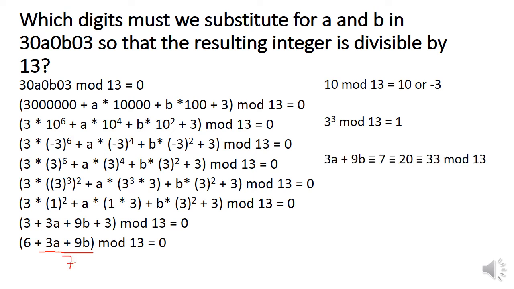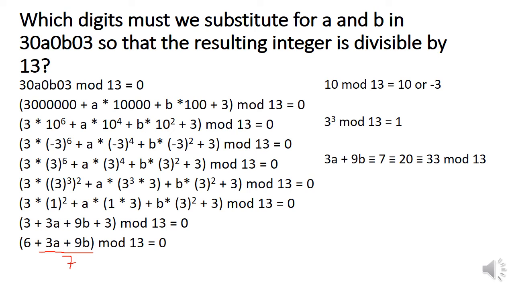Actually it can be a 7 or 7 plus 13 or 7 plus 13 plus 13. So all of them are congruent. So 3a plus 9b is congruent to 7, or 7 plus 13, which is 20, or 7 plus 13 plus 13, which is 33 mod 13, and so on.